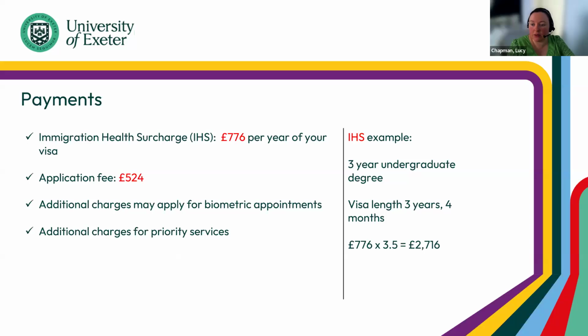These are the payments that you'll need to make when you submit your student visa. The immigration health surcharge is £776 per year of your visa. This means the amount you are charged depends on the total length of your visa. For example, if your Exeter degree is 3 years long, the length of your visa will be 3 years and 4 months. This means you'll need to pay for 3.5 years worth of IHS, which is £2,716.